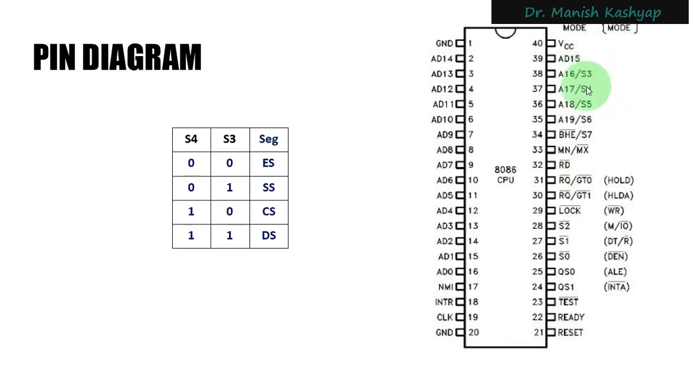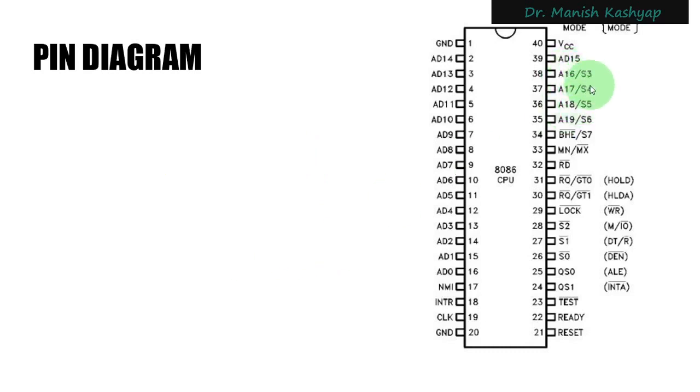For S3 and S4 we said that these are the statuses used to select particular segments in the externally interfaced memory. So the S3 and S4 status pins simply mean that.